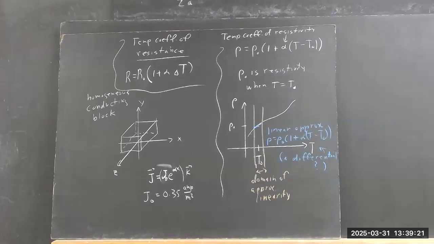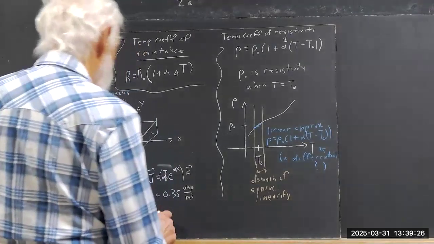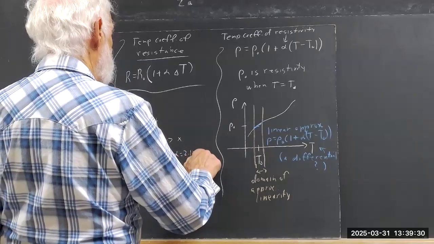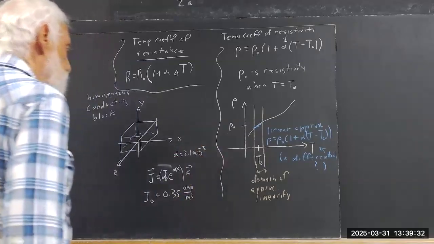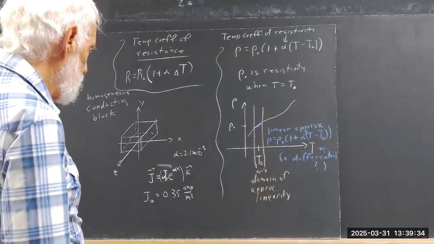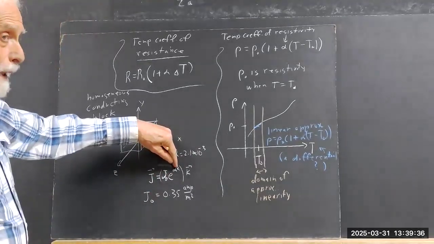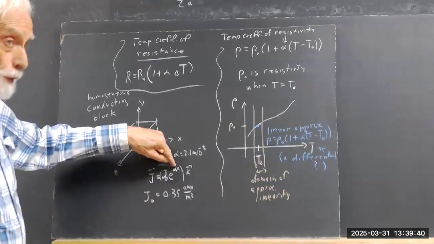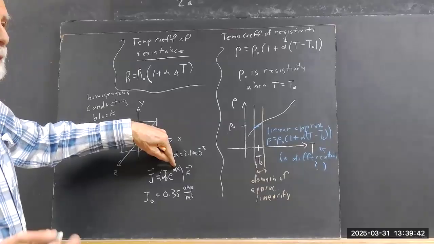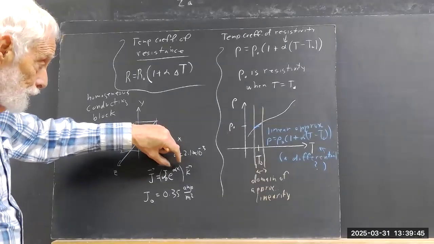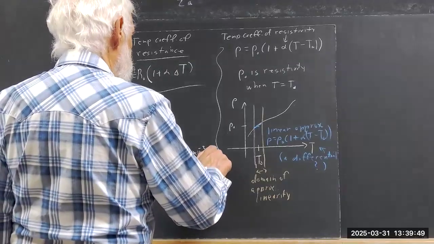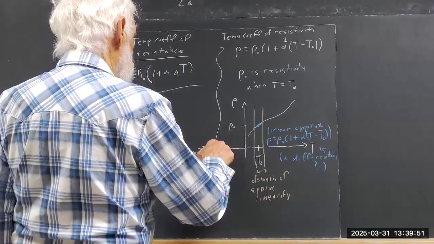Chapter 8. Alpha has magnitude 2.1 times 10 to the negative third. You're going to multiply it by x to get a unitless number, because you can't do e to a number with units. Alpha x has to be unitless. X is in meters, so alpha had better be in reciprocal meters.